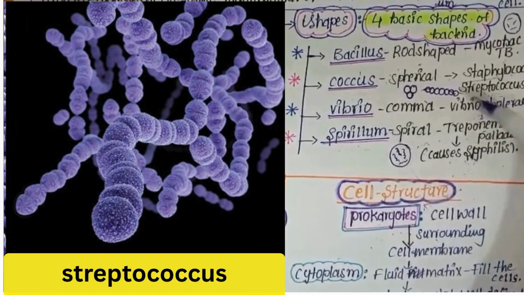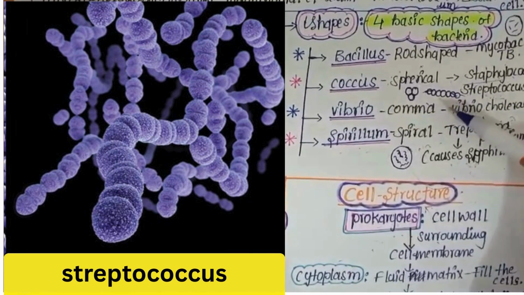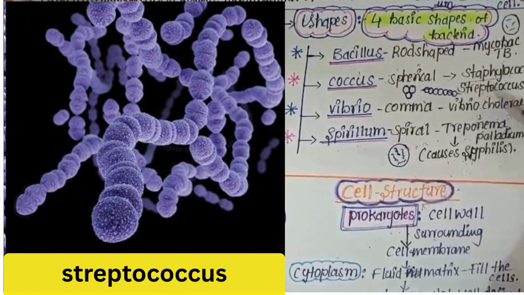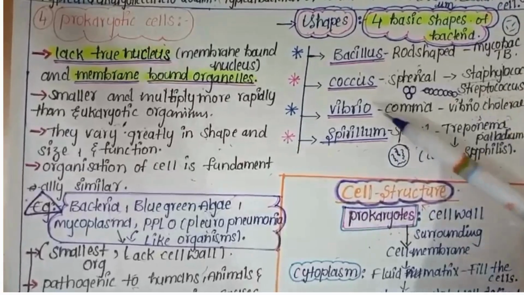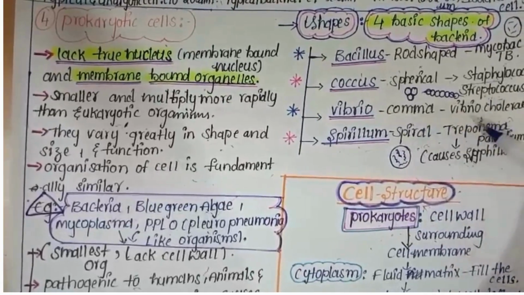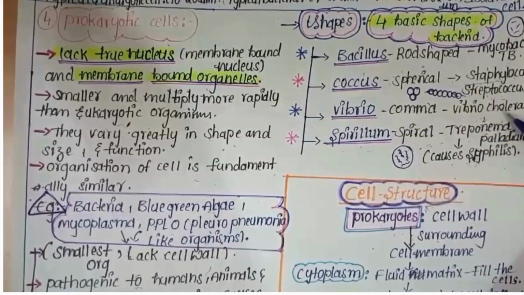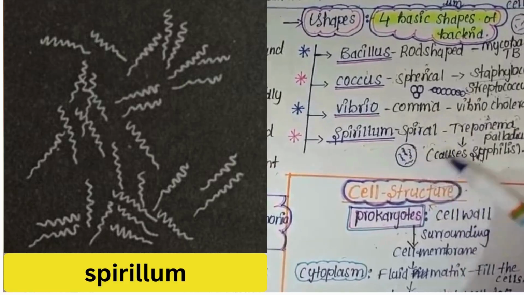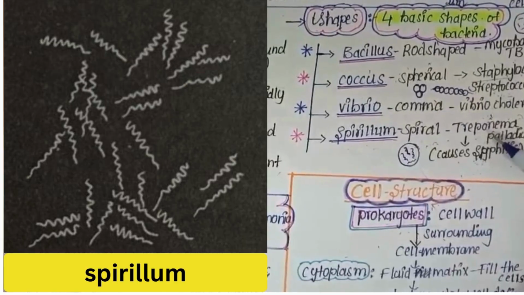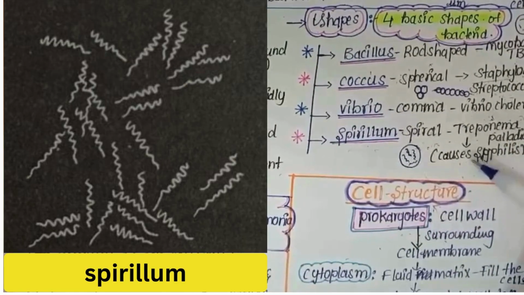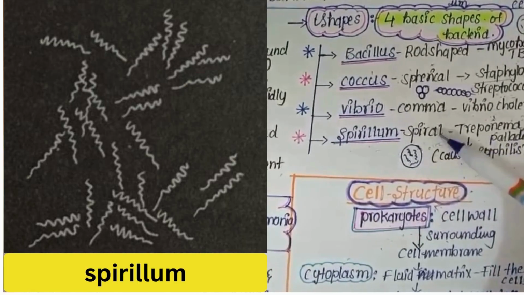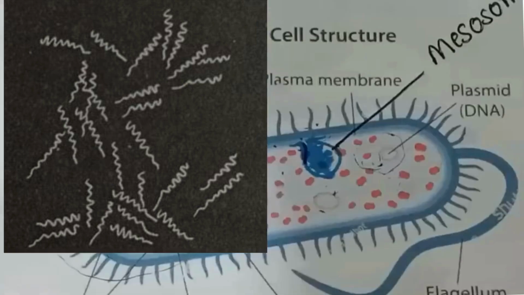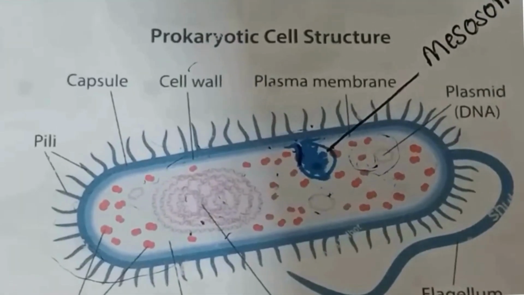Streptococcus, which are arranged in chains, and these are also gram positive bacteria, causes infections like tonsillitis, pharyngitis or sore throat as the major infection. Vibrio, which is comma-shaped bacteria and causes the infection cholera, which has rice-watery stool as the major symptom. Spirillum, which is spiral-shaped bacteria. An example is Spirochete bacteria, which causes syphilis and shows spiral rotational movements when seen under dark field microscopy in the laboratory. Let's discuss the cell structure of prokaryotes.